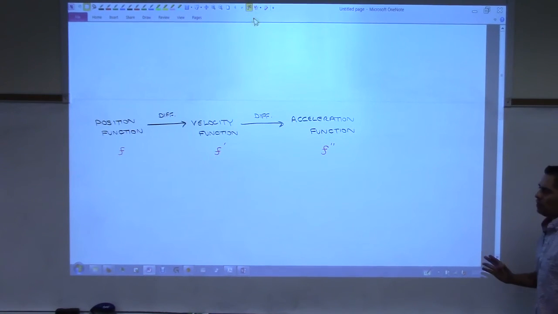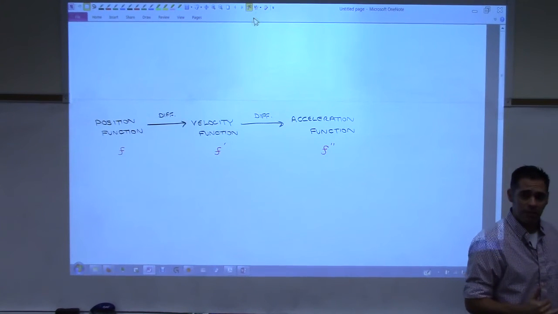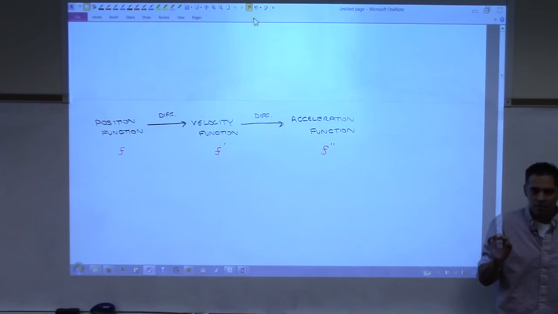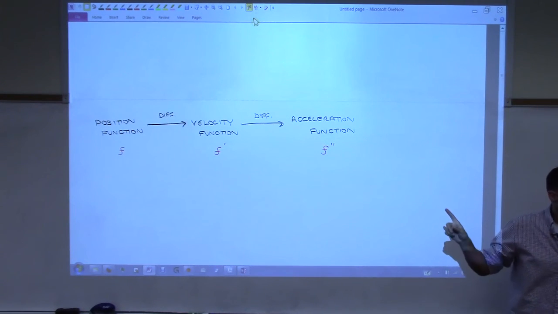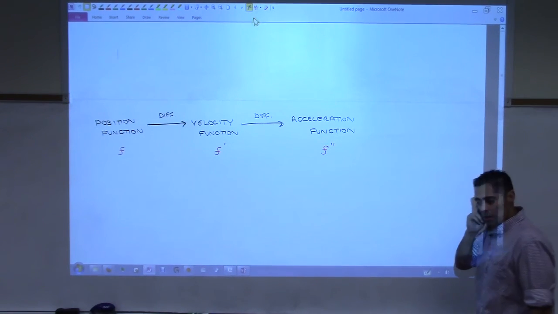But if you look at what we just did in the previous problem, this means that if you know the acceleration function and maybe a couple of pieces of information, just a few little things, then you should be able to go all the way back to the position function from just knowing acceleration.